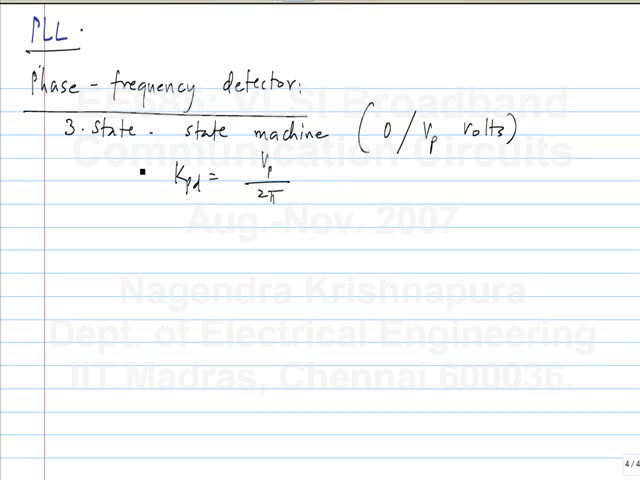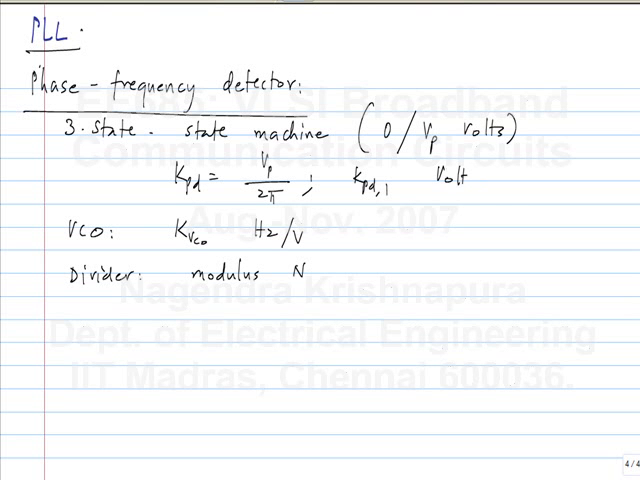We will see how to make the integral part soon. And the VCO has some kVCO in hertz per volt. Okay. And the divider has a modulus n. Okay. And we also have another constant of the phase detector, which is the integrating path constant. And what are the dimensions of this? Volts per radian. Volts per radian seconds. Is this correct? Yeah.